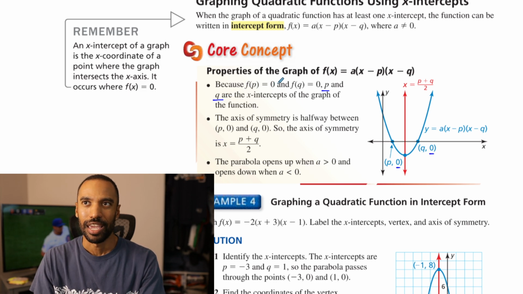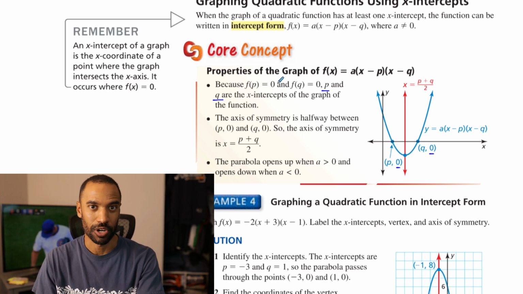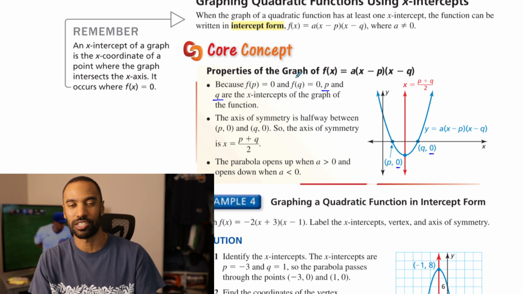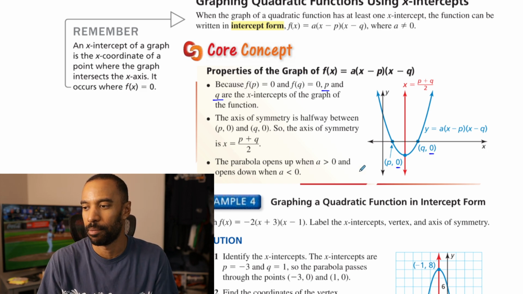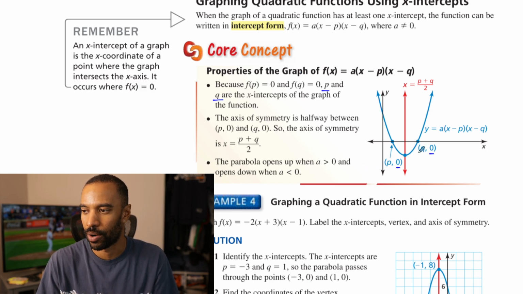I said that totally wrong. If x minus p equals 0 or x minus q equals 0, then x either equals p or x equals q as your x-intercepts, okay? P and q are your x-intercepts.